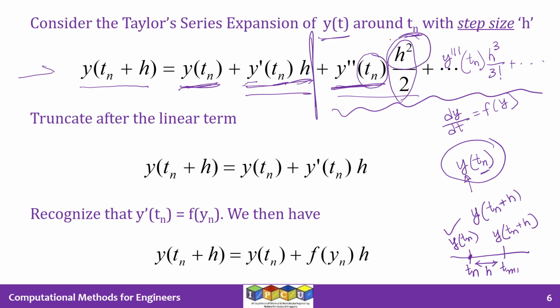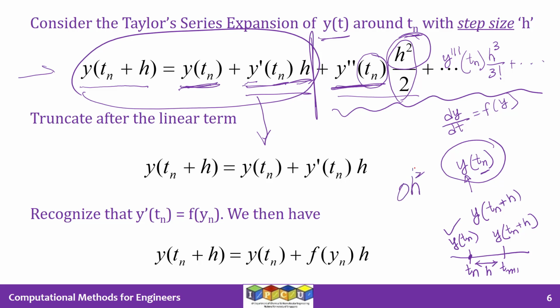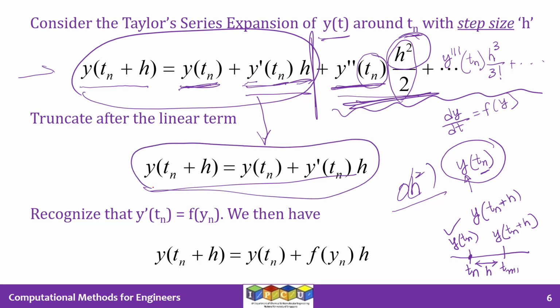So if I truncate at this point and just use this as an approximation, this will have an error of the order of h squared, because that's the leading term in what has been left out. So the error in this consideration will be of the order of h squared. Now, this is the equation we get from Taylor series expansion, and we stop after the second term on the right hand side.